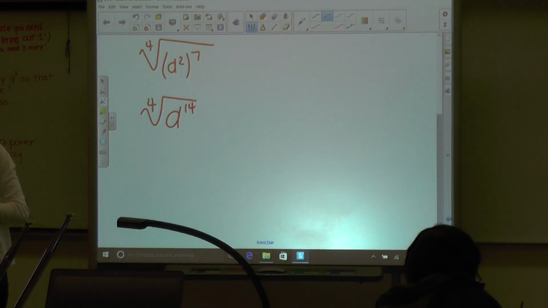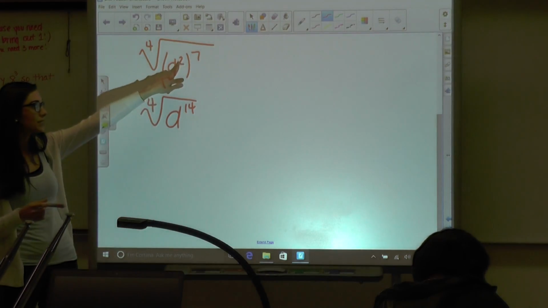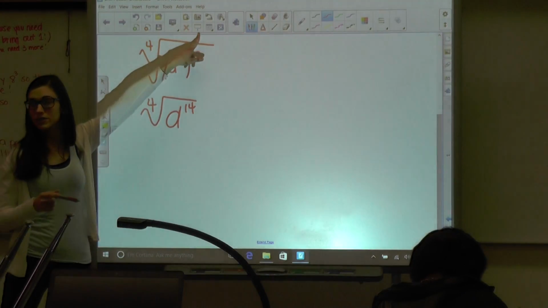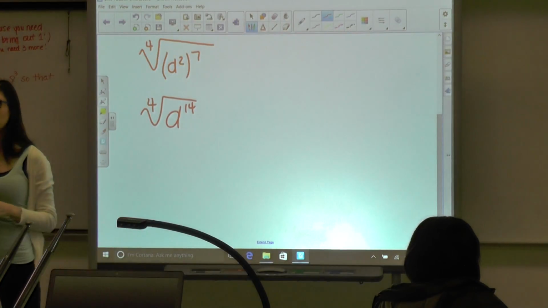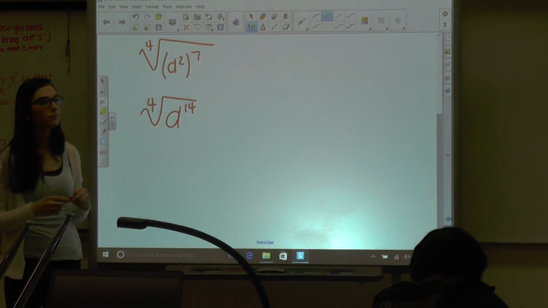Are we gonna have to do that if it's in parentheses, like D squared and then to the second power? Yes, you will, because that's telling you this is a power and it's raised to another power. So you have to use the power to a power rule. Can you list it out? Yes, ma'am.